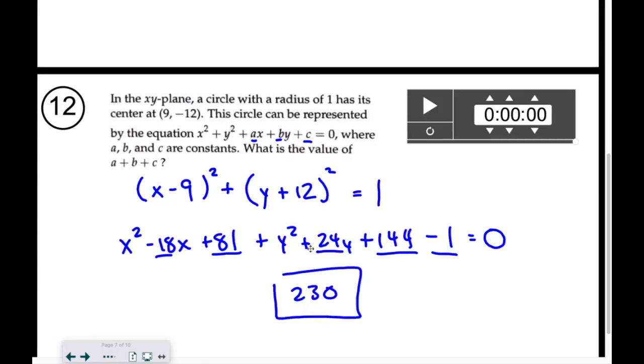Again, if you keep going, combining like terms, you'll combine the 81 with the 144 with the -1. That'll be your C. And then your A will be -18 and your B will be 24. You'll still get 230. I just thought it was easier to expand it like that and then add everything together in one shot, again to try to do it as quickly as possible.